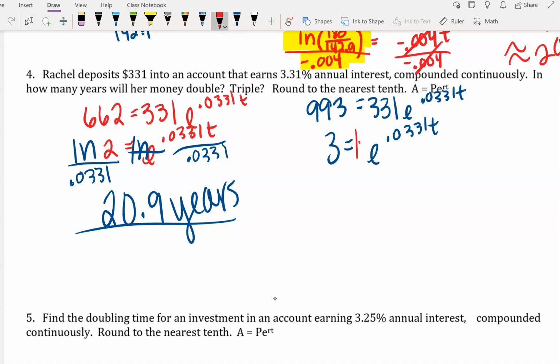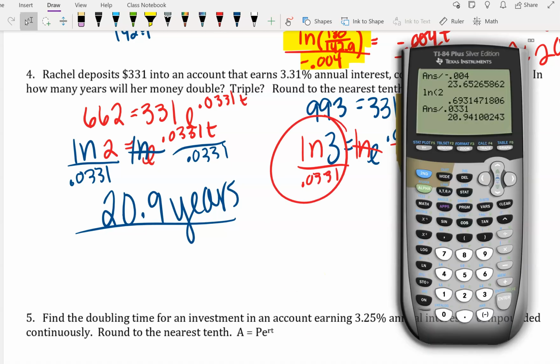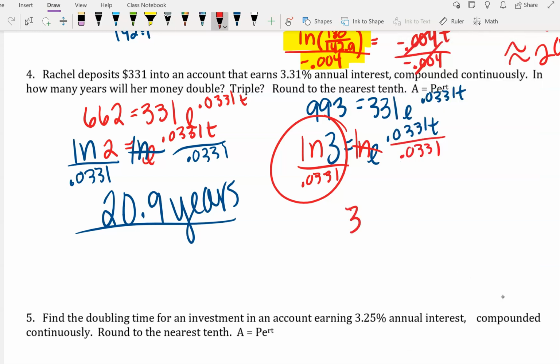All right, to cancel e out, we natural log both sides. That'll cancel. To get rid of the 0.0331, we divide by 0.0331. And this is what I'll type into my calculator. Natural log of 3, divide that by 0.0331, and I get 33.2 years to triple.